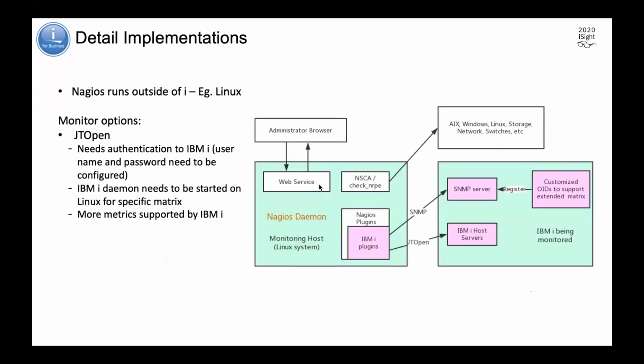Because what we've done is the IBMI development team has created a couple of plugins. And these plugins plug into the Nagios server themselves. And we've created two primary plugins. One is leveraging JT Open, and it is going to collect what we considered a group of about 15 or 20 key metrics. So the only thing you need to be able to do is you need to have the host servers running on the IBMI, and you'll need to specify a user ID and password for that connection.